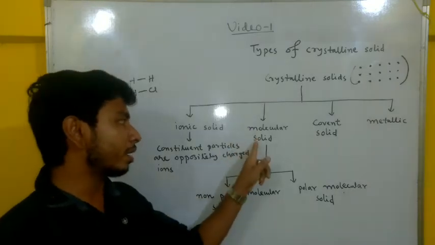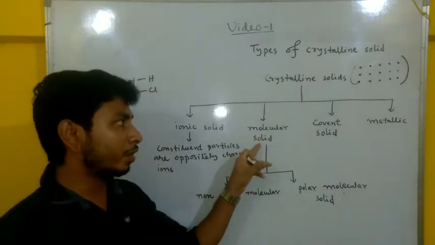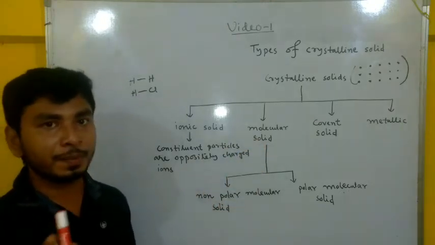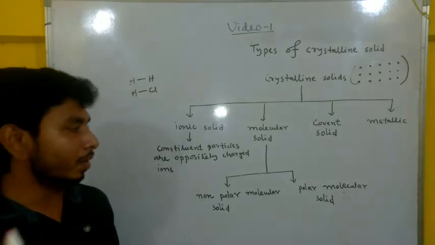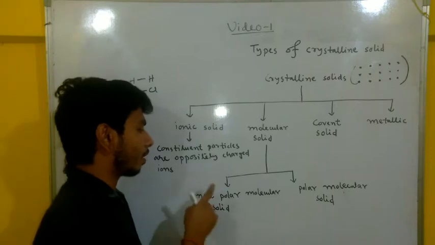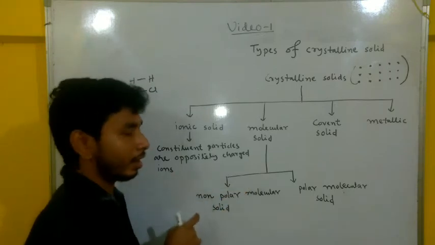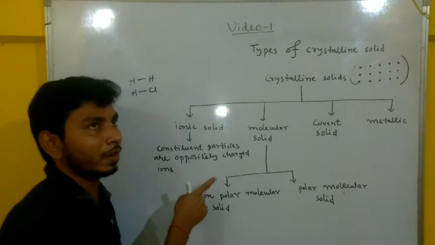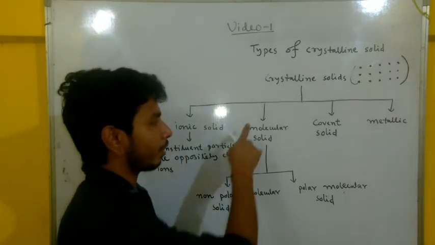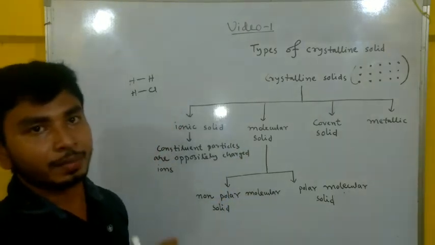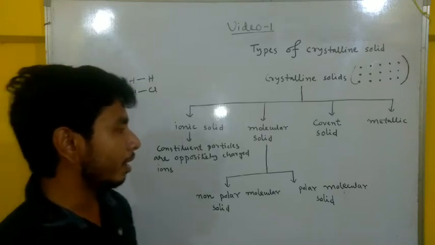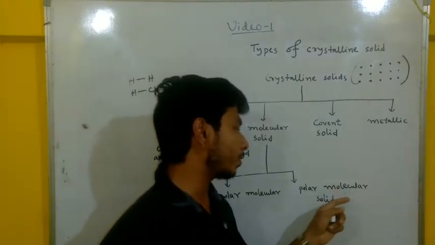So molecular solid means the constituent particles should be molecules. Now these molecules may be polar, or these molecules may be non-polar. If the molecule is non-polar, then the solid is called non-polar molecular solid. That means here the constituent particles are non-polar molecules. And if the molecule is polar, then the solid is called polar molecular solid.